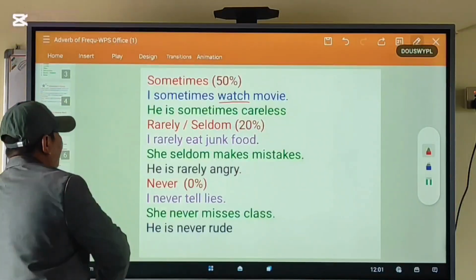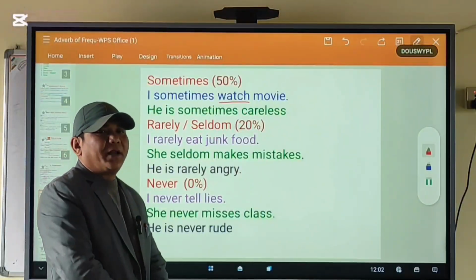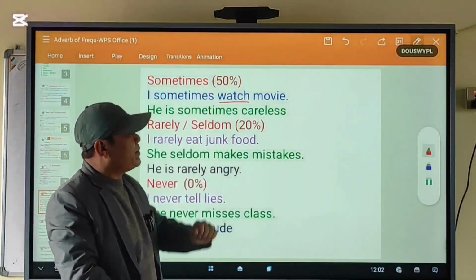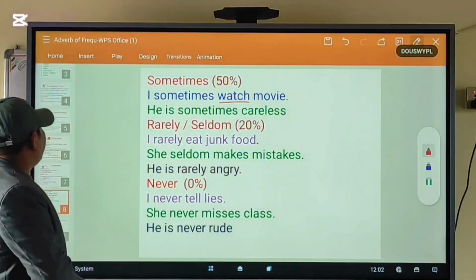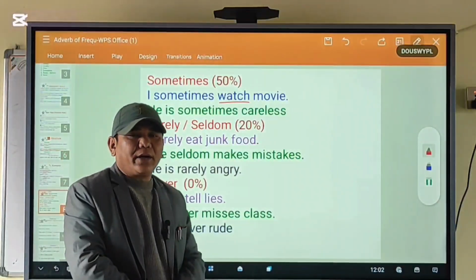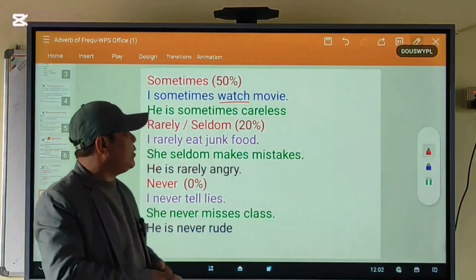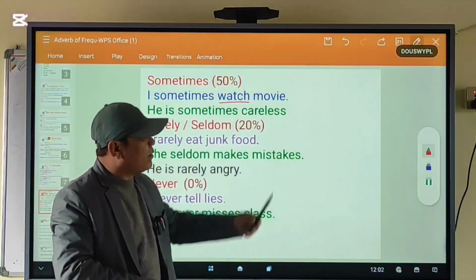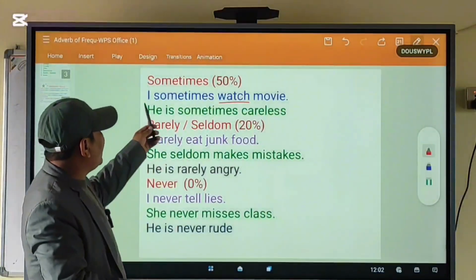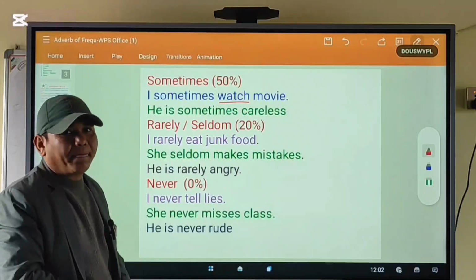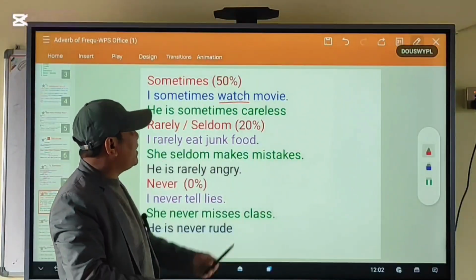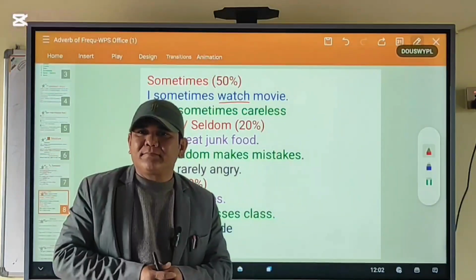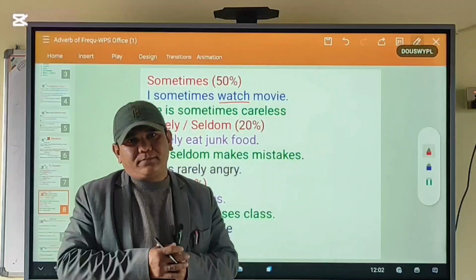Similarly, sometimes, an adverb of frequency, is used when something happens 50%, when something happens occasionally. When something happens occasionally, we use sometimes. For example, I sometimes watch movies. It means what? I watch movies occasionally. Are you getting me or not? It is quite clear.